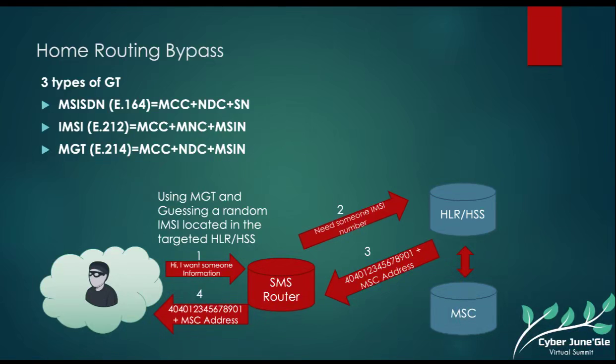on the internet. And again, like previous slides, nodes in the core network replied with real values. However, the SMS home router replied with the actual number plus the MSC address because the hacker guessed an IMSI, which is valid for the mobile operator, with the MGT number.